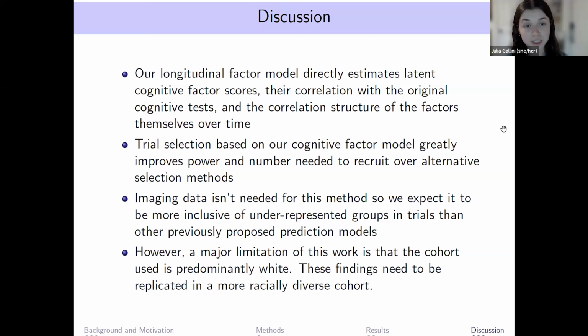We did not use any imaging data for this method, so we would expect that it would be more inclusive of underrepresented groups and trials. But a major limitation of this work is that the cohort used is predominantly white. And so we would definitely want to replicate these findings in a more racially diverse cohort to ensure that we're seeing the same type of results in our target population.